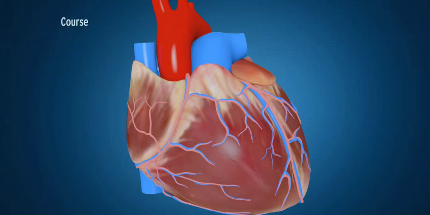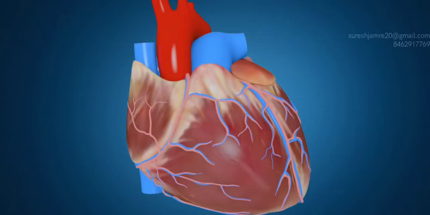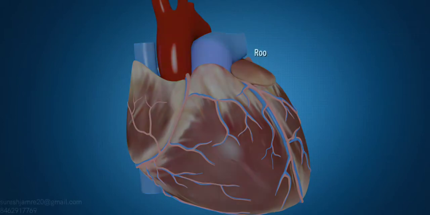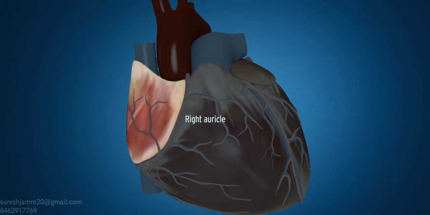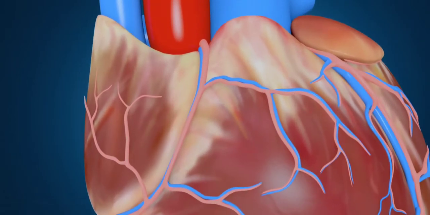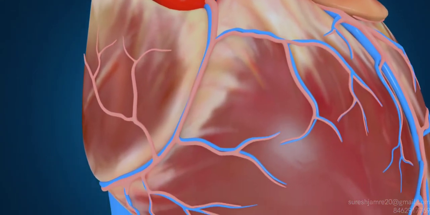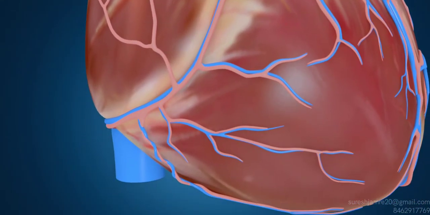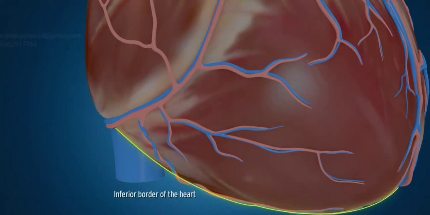Course. After its origin from the ascending aorta, the right coronary artery runs forwards and to the right to emerge on the surface of the heart between the root of the pulmonary trunk and the right auricle, and then runs downwards in the right atrioventricular groove up to the junction of the right and the inferior borders of the heart.